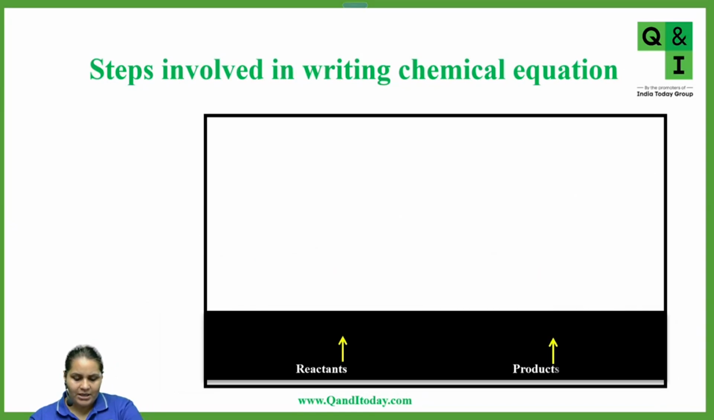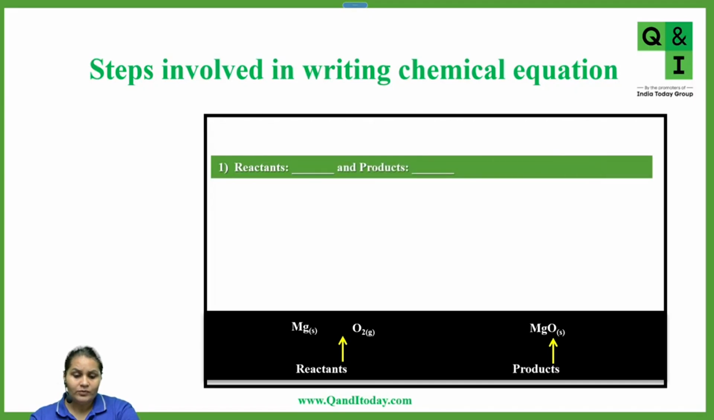To write a chemical equation, first of all, we write reactants and products, right? So reactants on which side? Left hand side. Reactants are on the LHS, left hand side. And products? Right hand side. Okay.